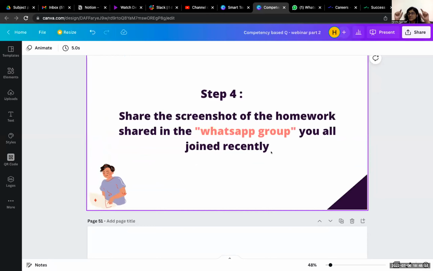The screenshot should have the visibility of the group name, which is your student group or class group, wherever you are sharing. It should have the visibility of the entire homework shared. And then you have to share this screenshot in the group which you just joined recently. Okay, that is a very simple activity for the day.